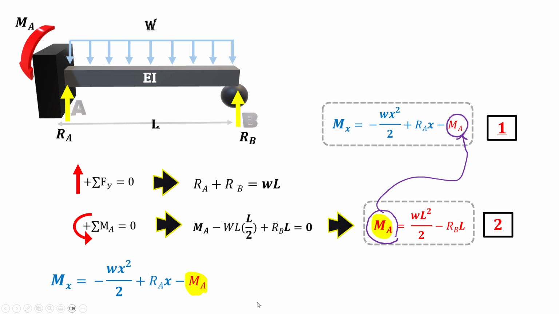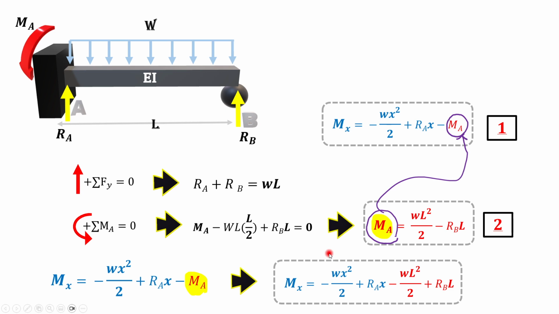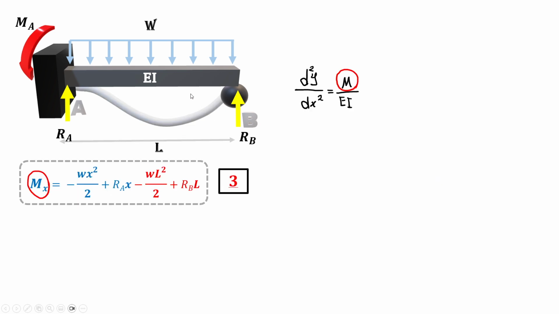We rewrite Mx based off a parametric value for the moment at A. It gives us the Mx equation: negative wx squared over 2 plus RA times x minus WL squared over 2 plus RB times L. If we call this the third equation, we can move on to calculate our deflection function.